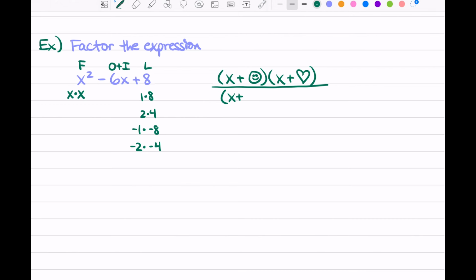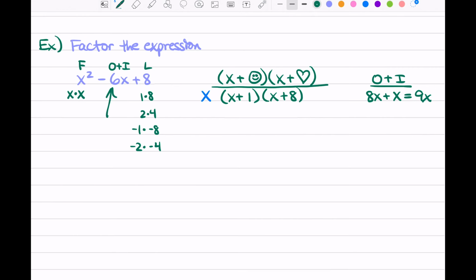Our first option has x plus 1 times x plus 8. And it doesn't matter where you put the 1 or 8. X plus 1 times x plus 8 is the same as x plus 8 times x plus 1. You can multiply them either way. Now we need to check out our O plus I. In this case, outer is 8x plus inner is x. That equals 9x. And that is not correct because we want a -6x. That is our O plus I. So we can cross this out.